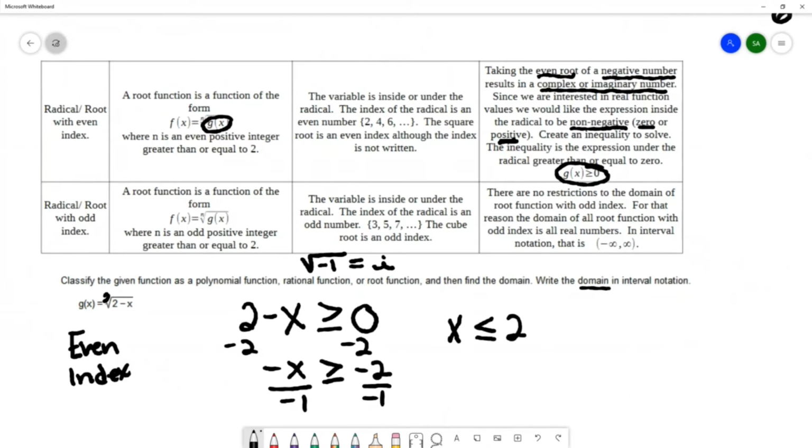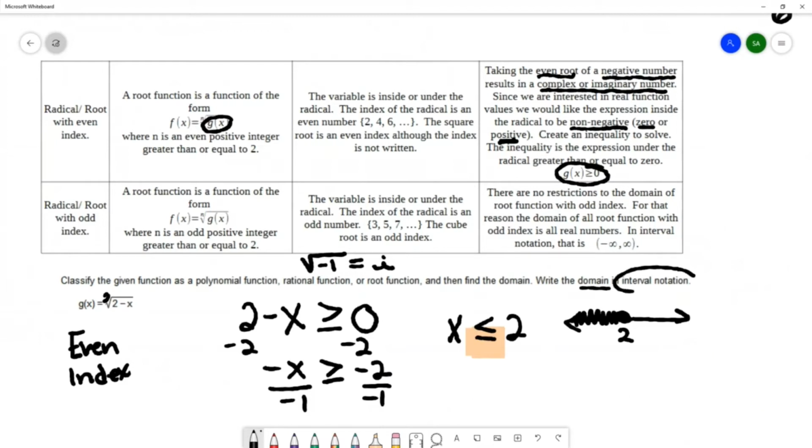This is our domain. Now on a number line, we would mark a 2 with a closed circle. I'm marking it with a closed circle because we're allowing the equal to. And then we have less than 2, so we're going to shade to the left. So this would be the domain using a number line.